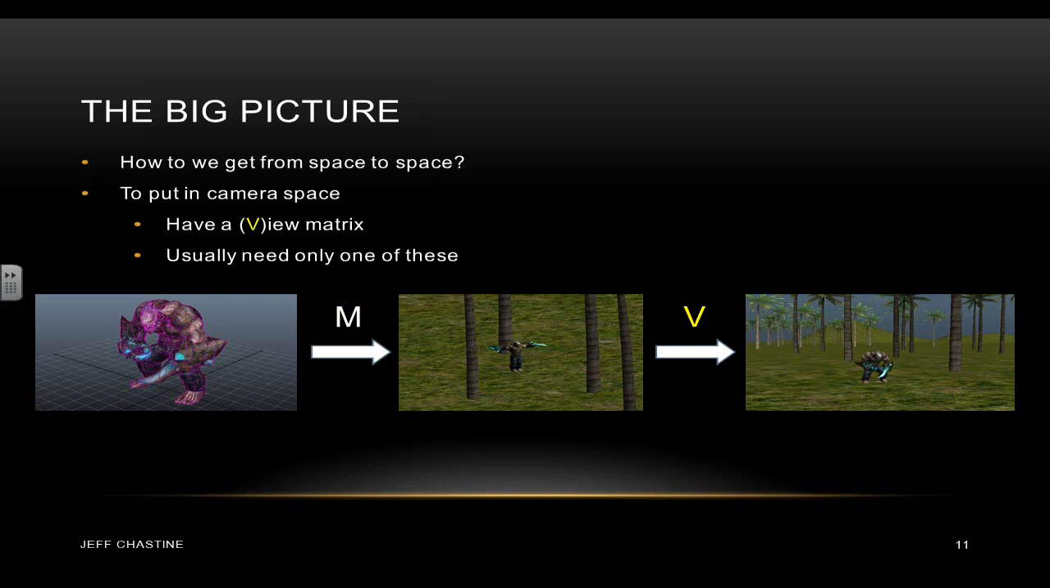So we need two matrices. Now realize that this M matrix, you have one of these for every creature that you have in the scene. Whether it's a tree or a bullet or whatever it is, everybody has their own model matrix. What about the view matrix? Why is there only one? Because there's only one camera.